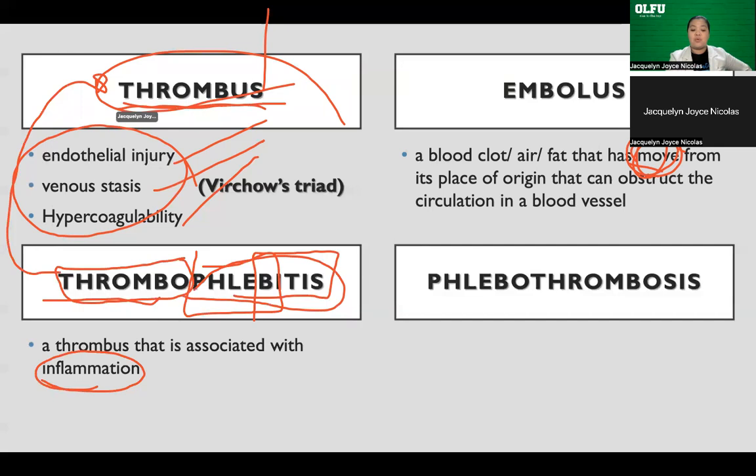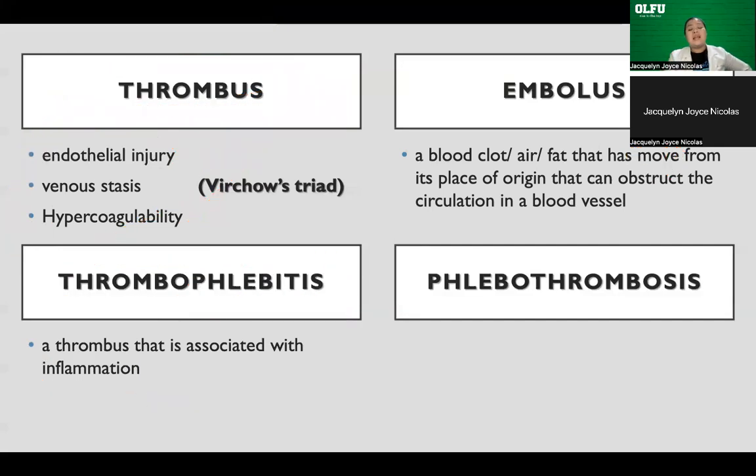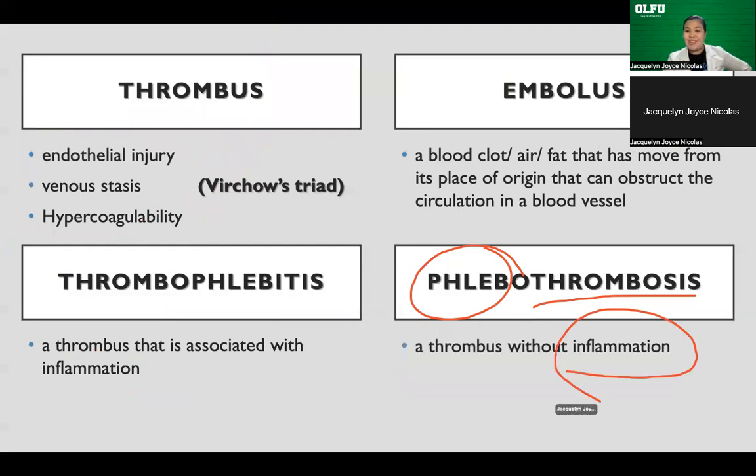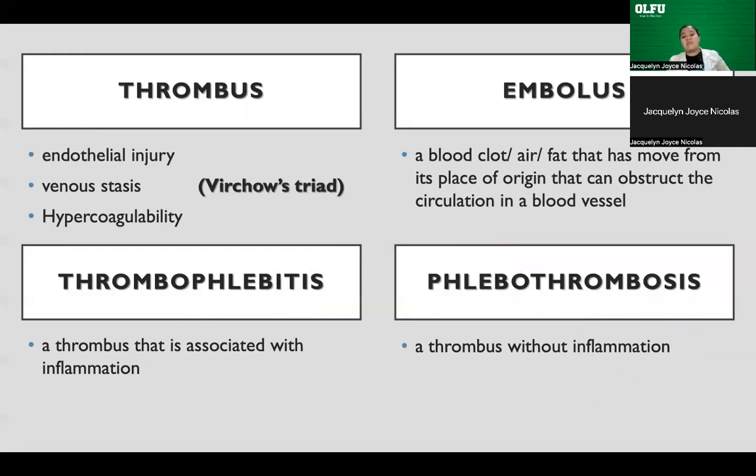Thrombophlebitis. So, merong thrombus, kaya nagkaroon ng inflammation ng blood vessel. Last, we have the phlebothrombosis. Phleb, you have your blood vessel. Then you have the word thrombosis. So this is a thrombus. However, there is no inflammation. Tinanggal natin na yung suffix na itis, di ba? So that is phlebothrombosis. Okay, now let me just show you some image that will illustrate all of these four.